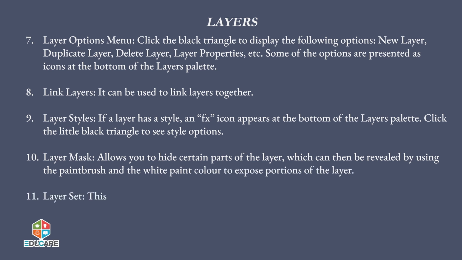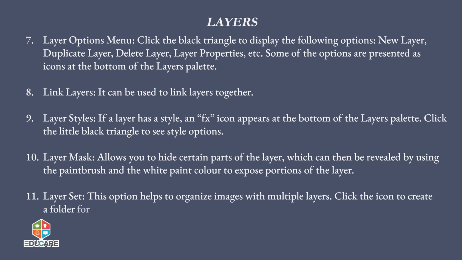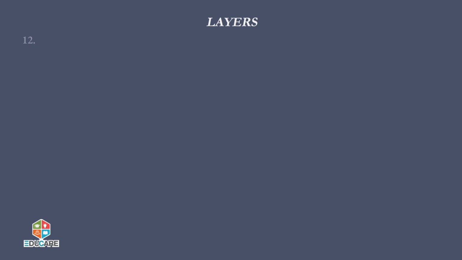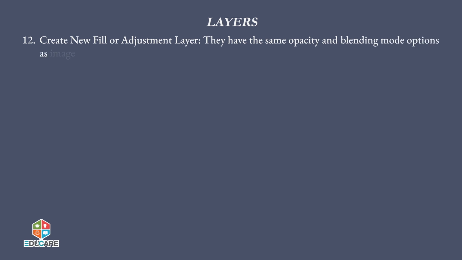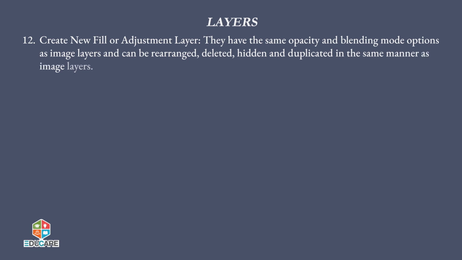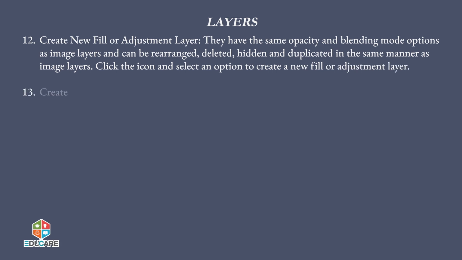Layer set. This option helps to organize images with multiple layers. Click the icon to create a folder for several layers. Create new fill or adjustment layer. They have the same opacity and blending mode options as image layers and can be rearranged, deleted, hidden, and duplicated in the same manner as image layers. Click the icon and select an option to create a new fill or adjustment layer.